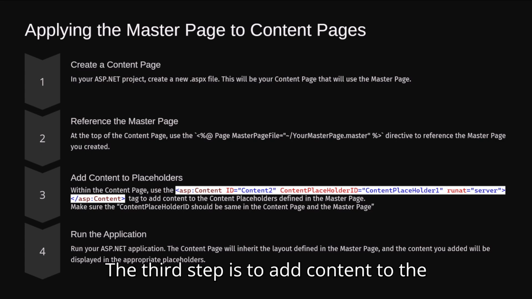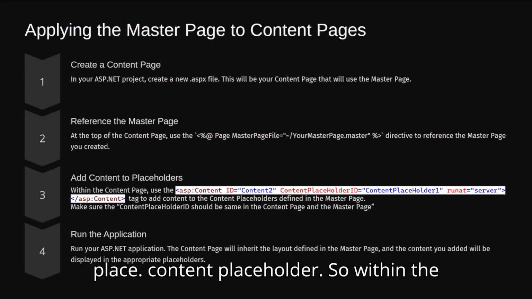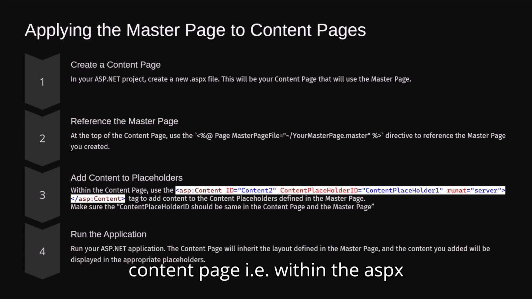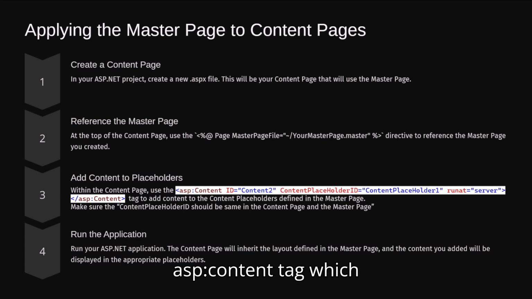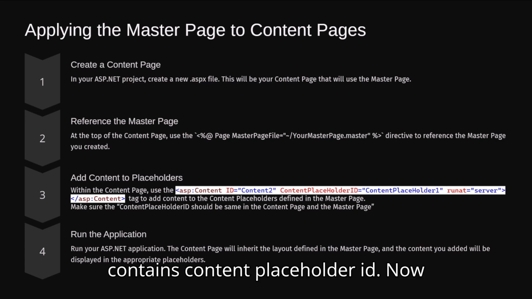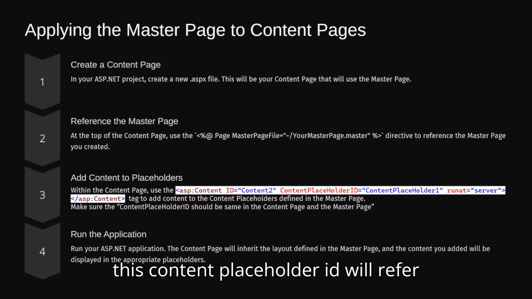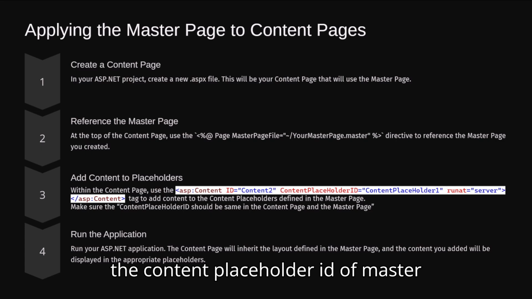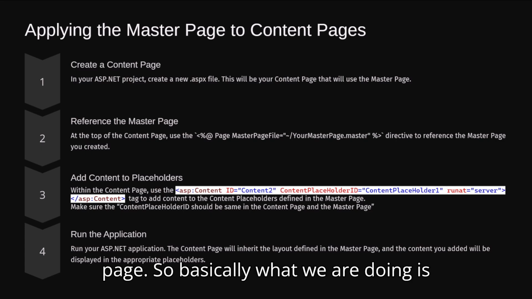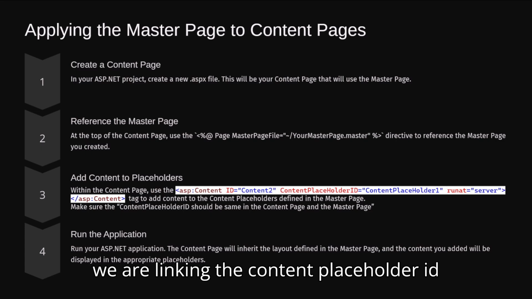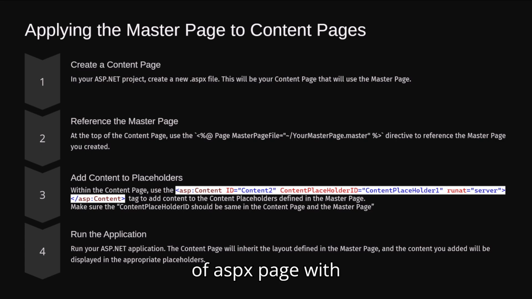The third step is to add content to the content placeholder. So within the content page, that is within the ASPX file, you have to add ASP colon content tag which contains content placeholder ID. Now, this content placeholder ID will refer the content placeholder ID of master page. So basically what we are doing is we are linking the content placeholder ID of ASPX page with master page.